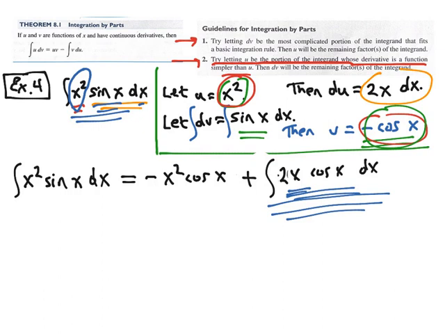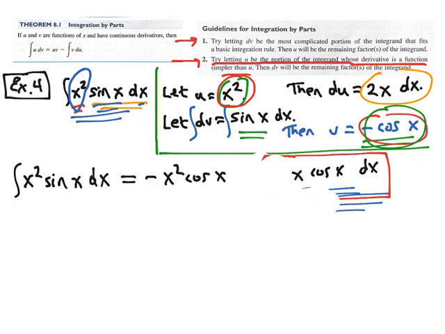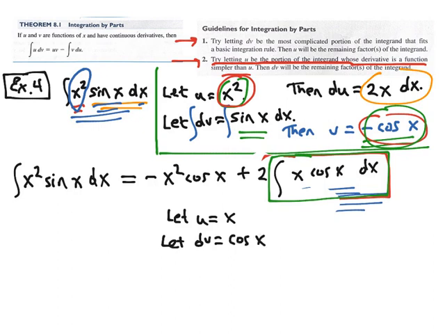So what we're going to do is apply integration by parts once again on this integral. And if you want, before you apply the integration by parts formula once again, you could factor out the constant factor of 2. So you will have this. So now we're going to go ahead and apply the integration by parts formula again on x times cosine x dx. You would let u be equal to x, and you would let dv be equal to cosine x dx.